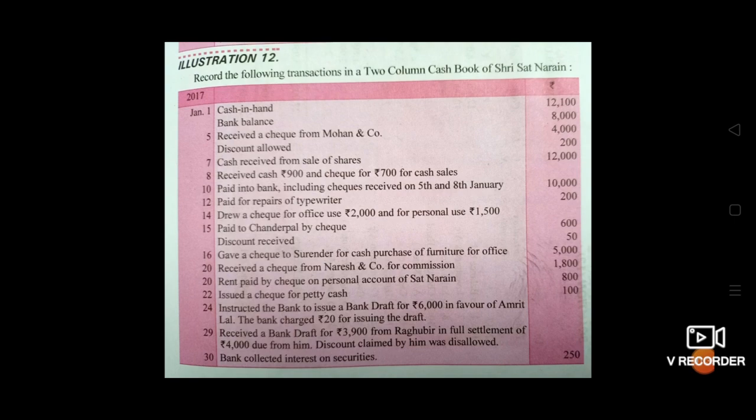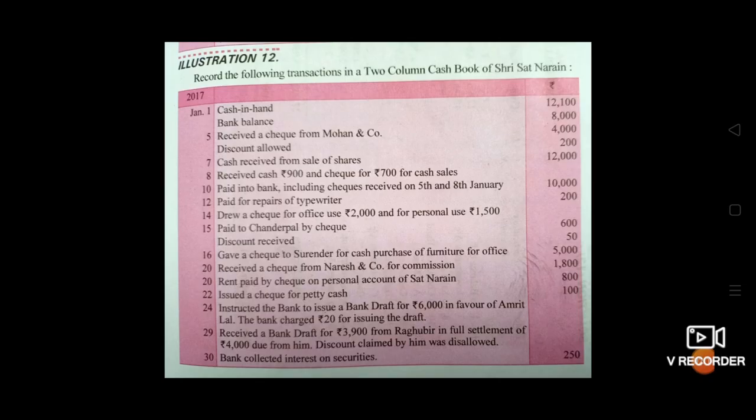Then they told us that we have received check for rupees 700 for cash sales and this check is deposited into bank on 10th. So on this date we will pass journal entry in journal proper for this check received and the entry will be check in hand account debit 700 to sales account 700. On 10th January both these checks will be recorded in cash book on debit side in bank column. Understood? That is check on 5th and check on 8th.